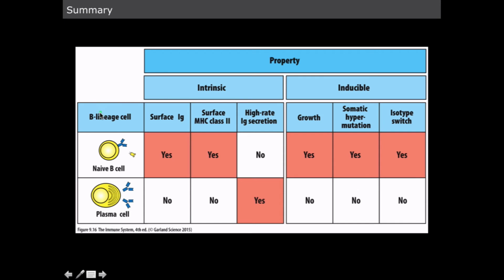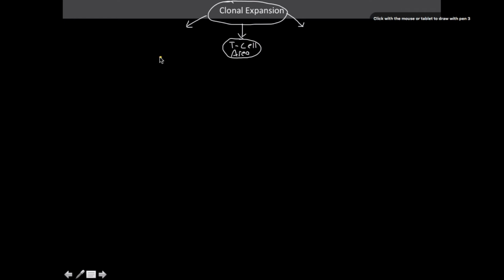Really cool comparison and contrast of the naive B cell with the plasma cell. This is great. You should study this. I can't really talk about this though. There are 3 areas where this is happening. We have the T cell area, the medullary cords, and then the primary follicle.